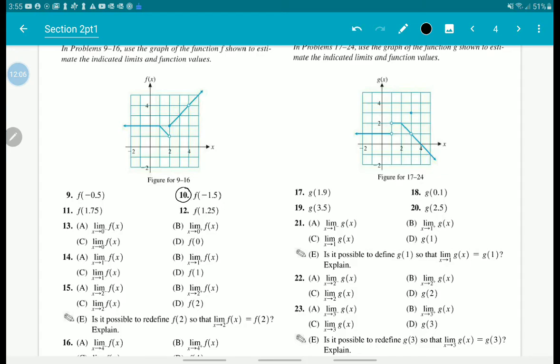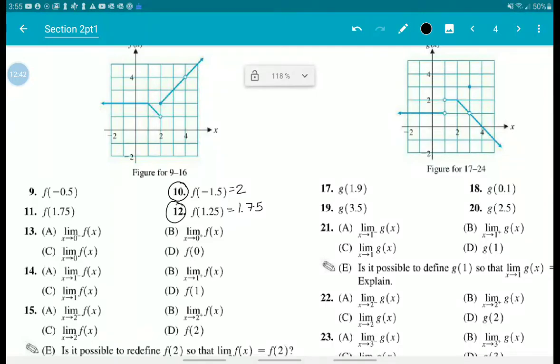10's asking us to use this figure and find f of -1.5. So that's just asking what's the y value. So at -1.5, which would be about right here, that y value would be 2. If we look at maybe this one, f of 1.25, 1.25 would be about here. So we could estimate that y value, probably about 1.75-ish would be a good approximation for that.